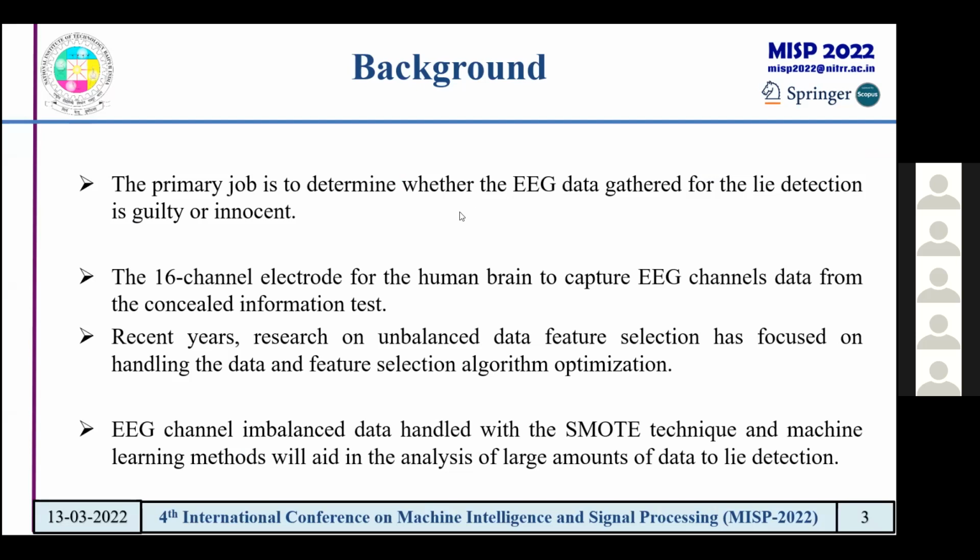Madam, okay. So here 16 channel ECG data we are using. ECG data we gather from the concealed information test. This test is based on three stimuli: target, probe and irrelevant. With these stimuli we gather the ECG data. So here the ECG data is an imbalanced data set. If we apply machine learning algorithms on this imbalanced data set, we get very poor system performance, and lie detection is also poor. So in this research we apply the SMOTE technique.